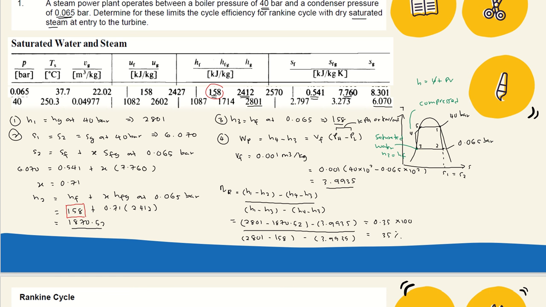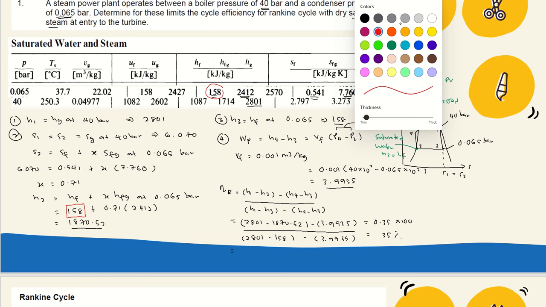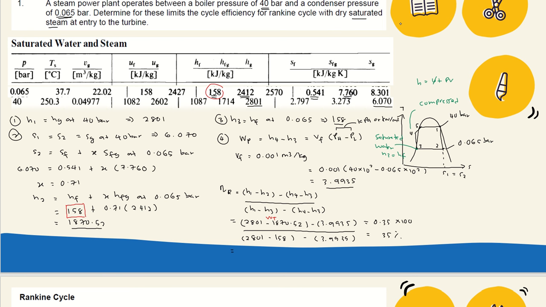Okay, how about if the question asks the work ratio and SSC for the Rankine cycle? To help you calculate it easier, you can add the value for this, because for the work ratio we use W net. So W net is WT minus WP, which is this one. This one is WT, this one is WP. So just calculate WT minus WP.